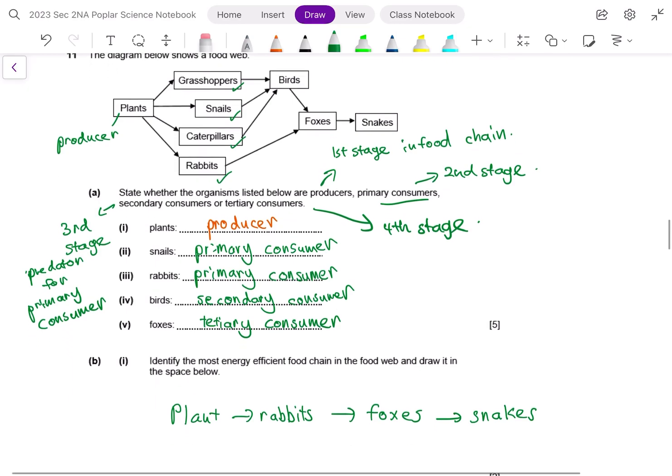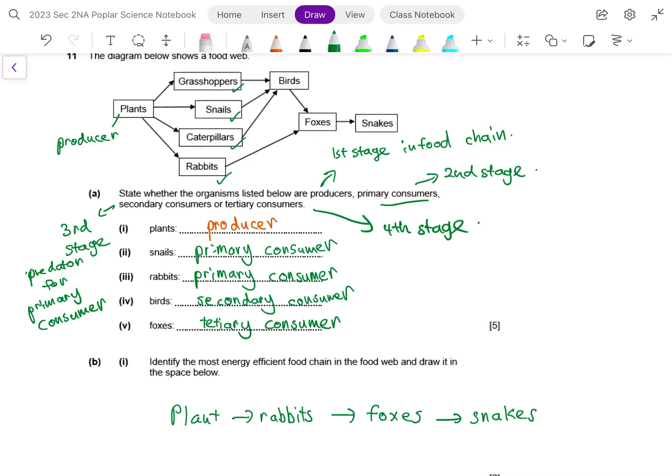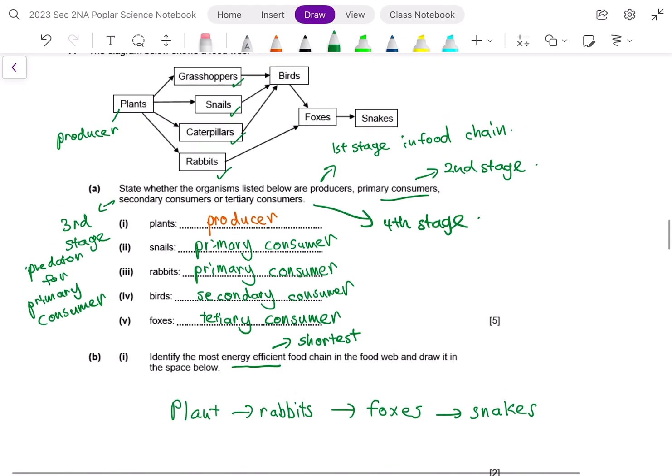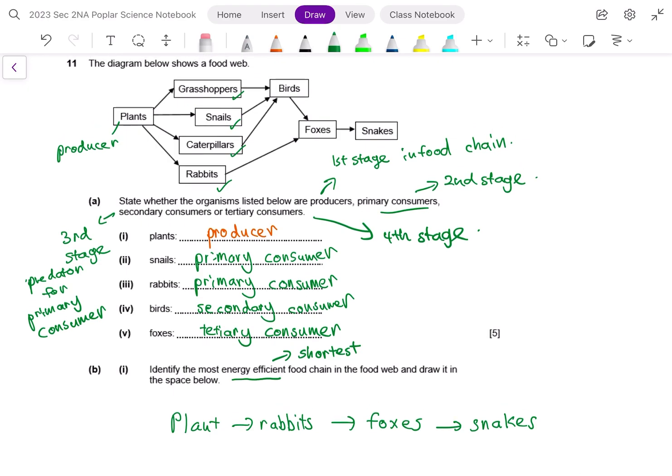Alright. For B part 1, identify the most efficient food chain in the food web. Most energy efficient means the one that is the shortest food chain. That means it should be along this one: plants, then rabbits, foxes, and snakes. Because otherwise the rest all have 5 stages, if you realize.